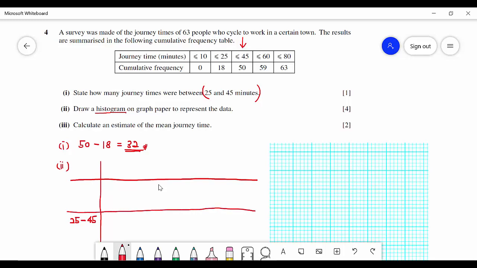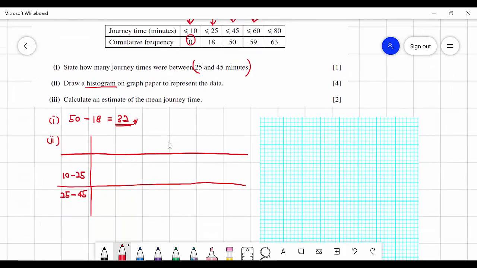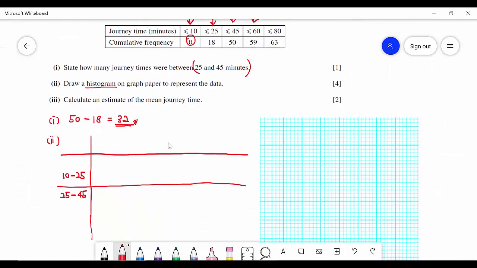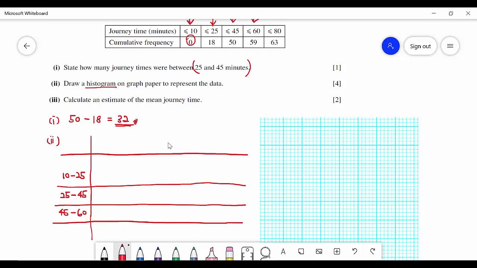You may try to guess what will be the class represented for this column. It will be from 10 to 25. And for the previous one, it should be 0 to 10. Because the value is 0, I'm not going to include it in our table here. How about the next column? It will be from 45 to 60. And after that, the last class will be from 60 to 80.